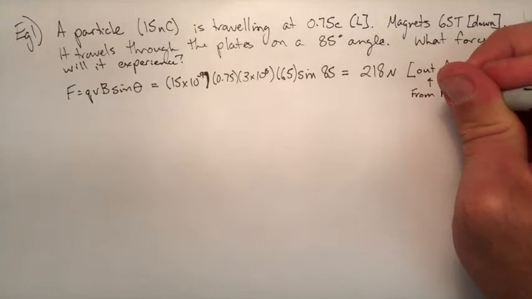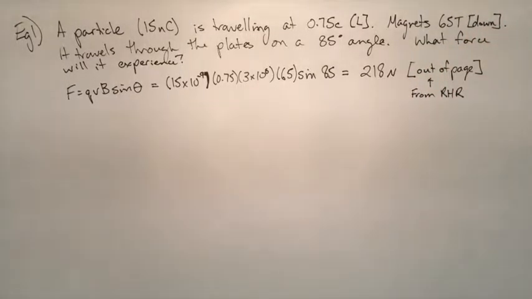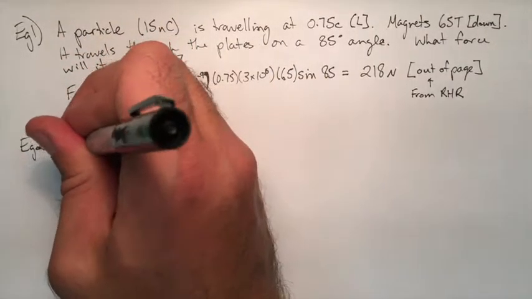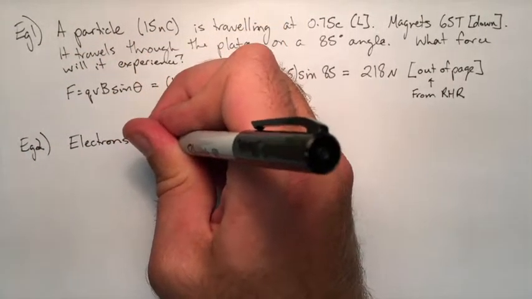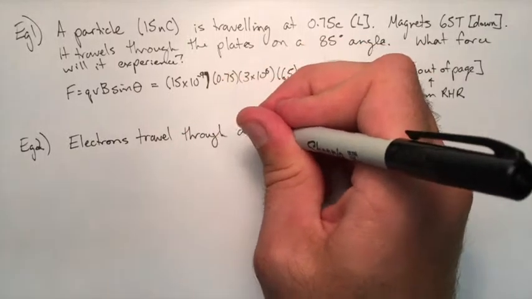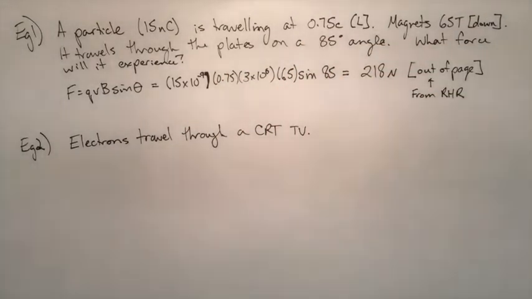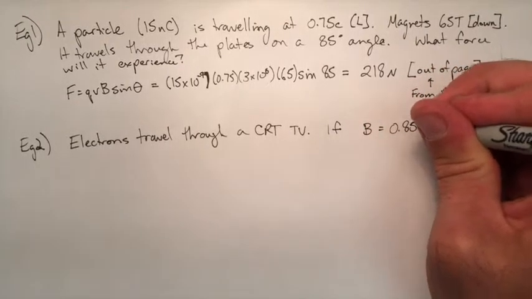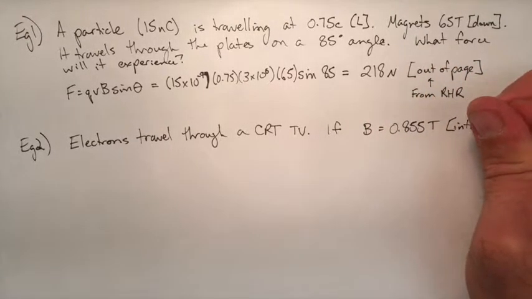We get 218 newtons. But for the direction here, let's remember our thumb. If we use our paper as a reference, your thumb will point to the left, your fingers are going to be pointing down the page, so your palm is pointing out of the page. That's how we got that direction on example 1.